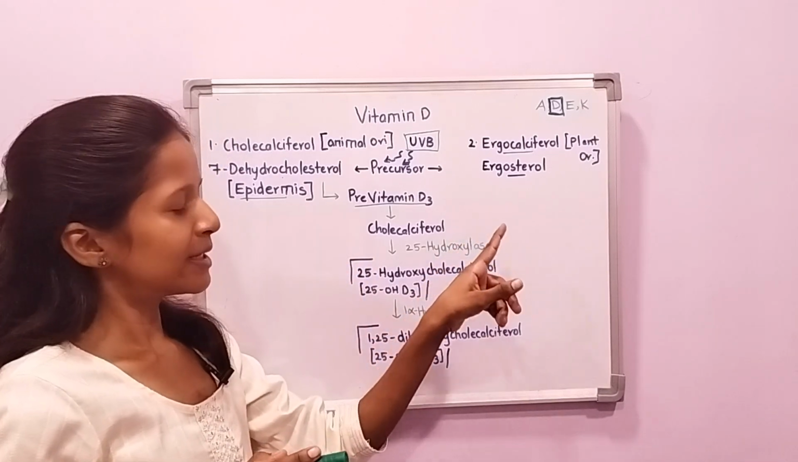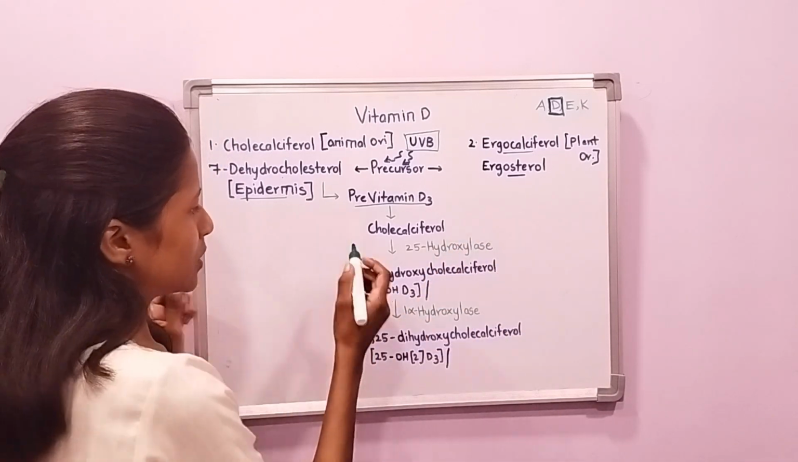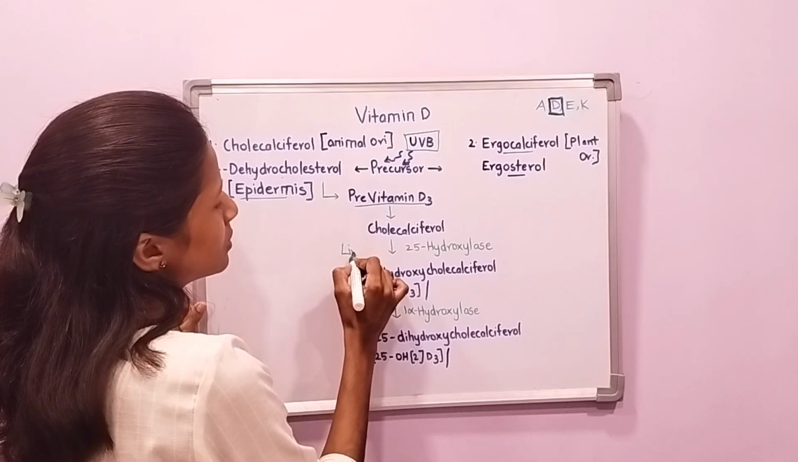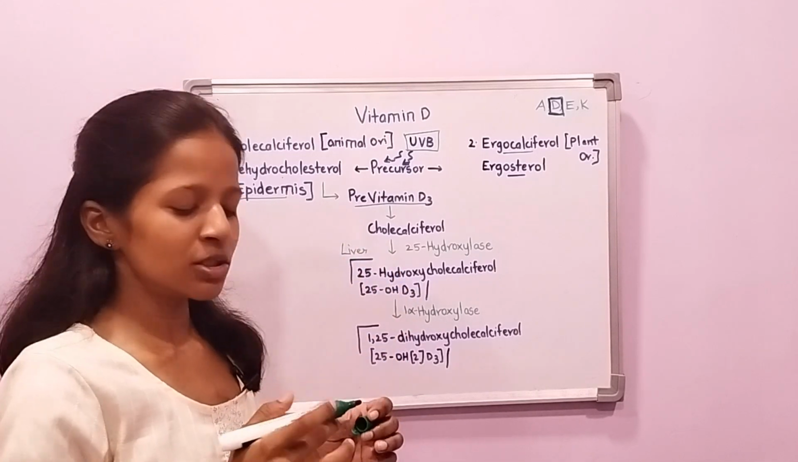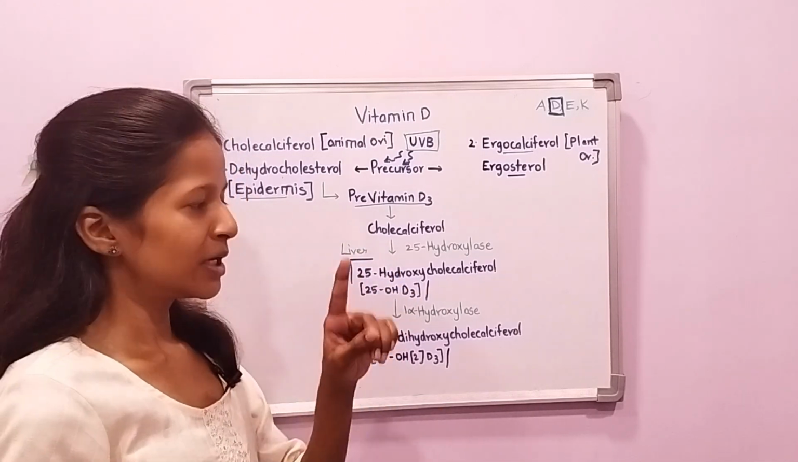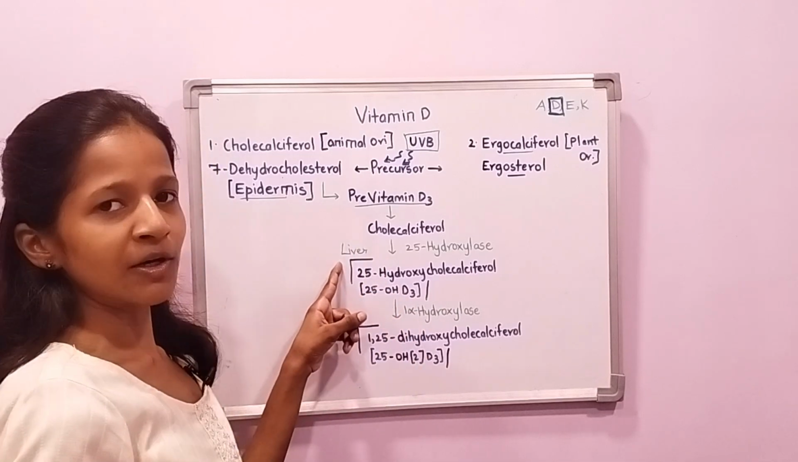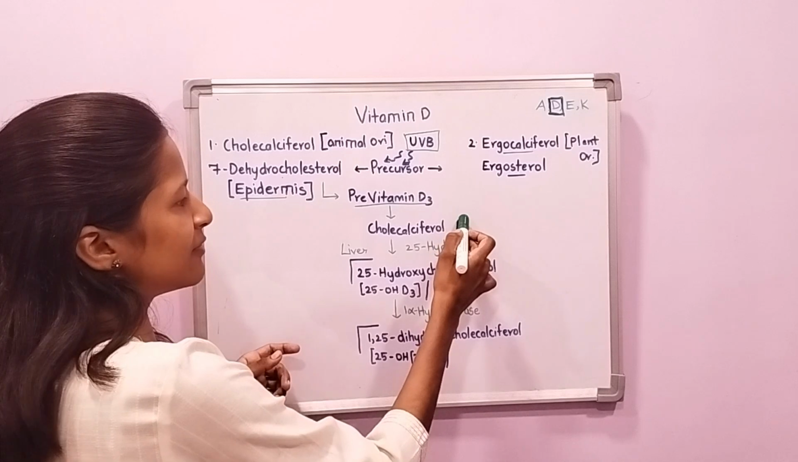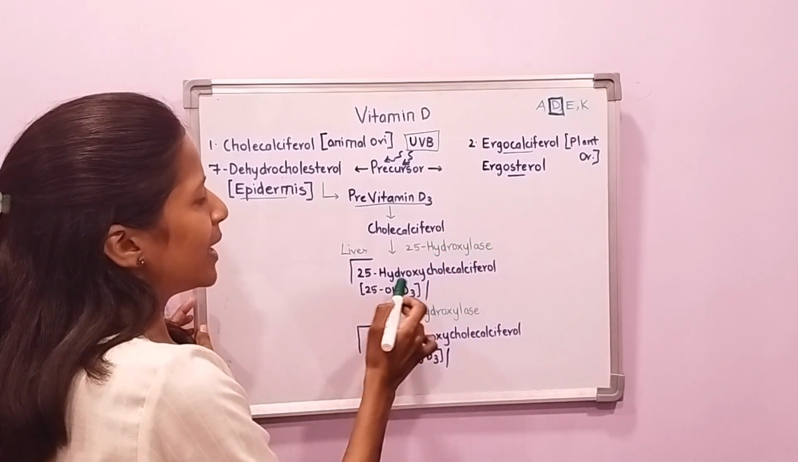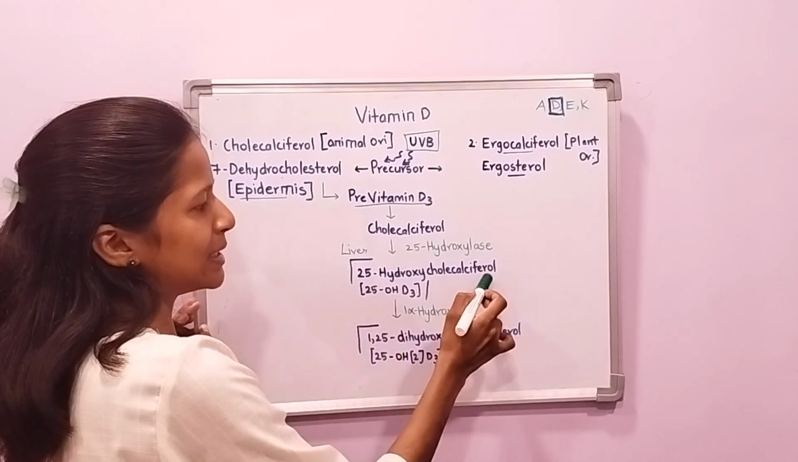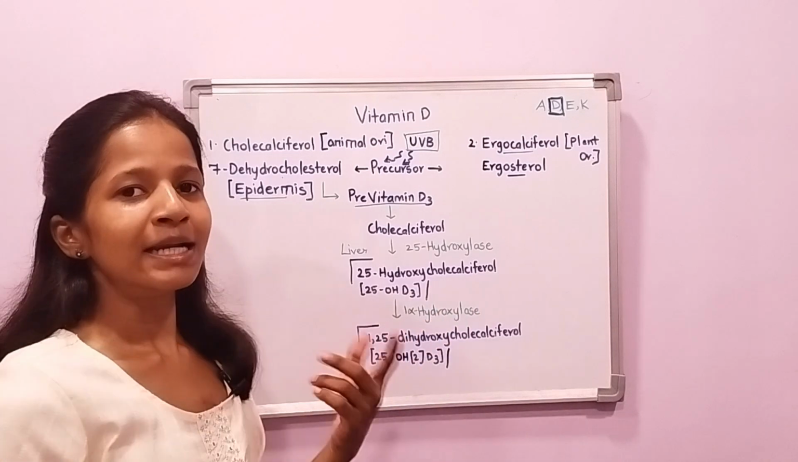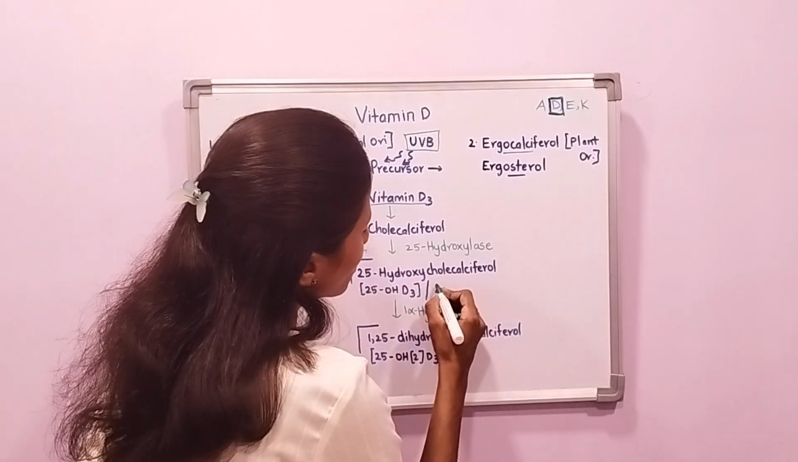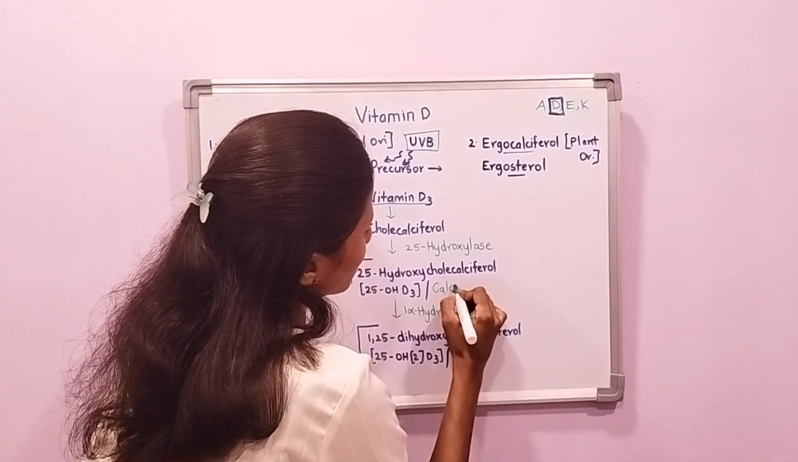From the blood, it has to go to the liver. So it has to undergo two hydroxylation reactions in order to get converted to the active form. First reaction takes place in the liver. By the enzyme 25-hydroxylase, cholecalciferol is converted to 25-hydroxycholecalciferol or hydroxy D3, and this is also known as calcidiol.